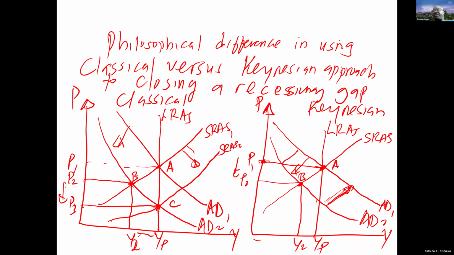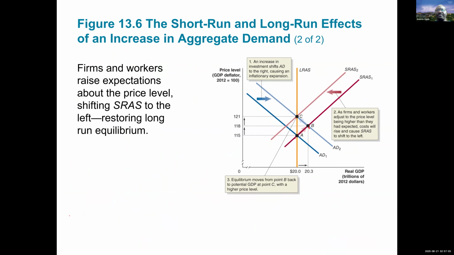So those are the philosophical views. There's a philosophical difference in the two. But the key difference is that prices stay permanently high under the Keynesian approach when you use it to close a recessionary gap, while prices stay permanently lower using the classical approach. Okay.